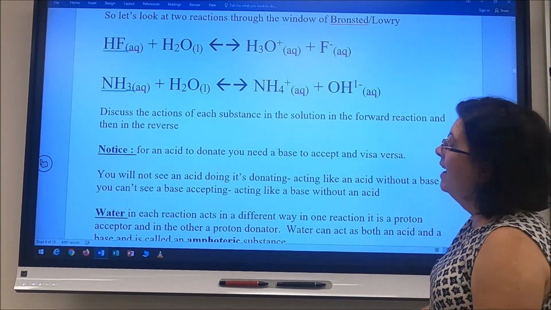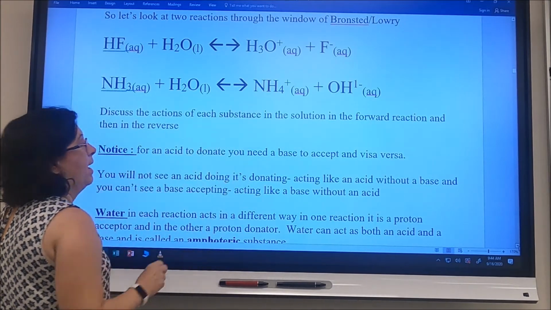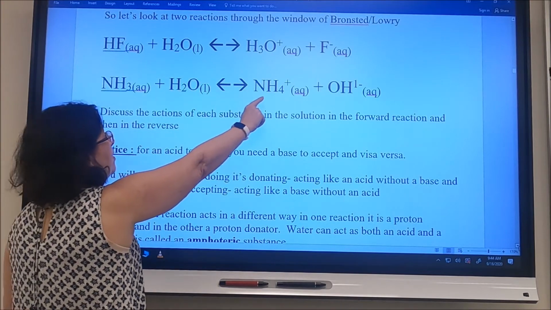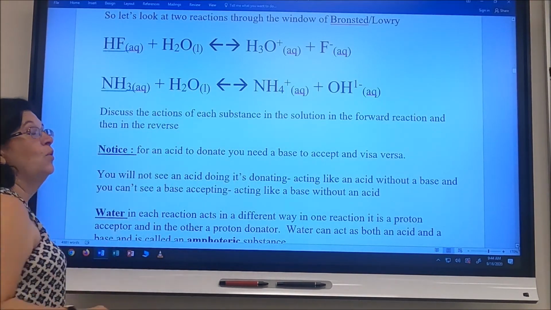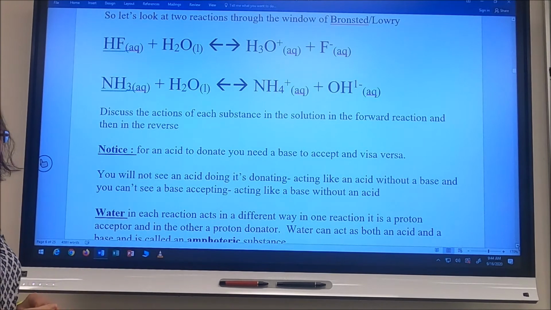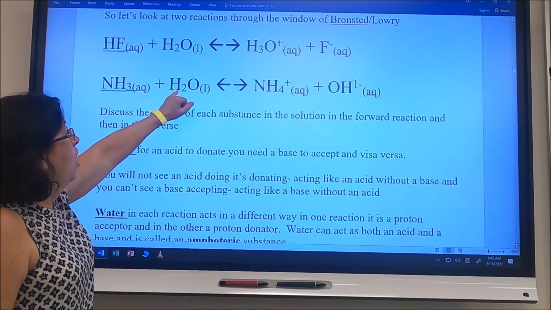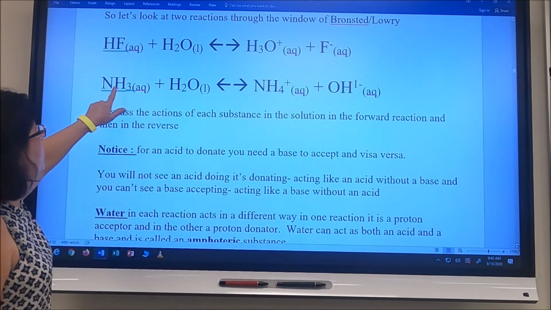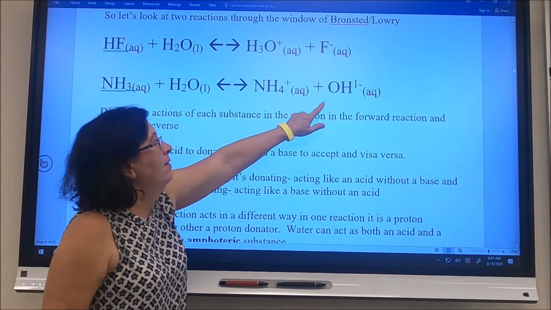Now, let's look at the second reaction. Ammonia goes to the ammonium ion. Okay? For ammonia to go to the ammonium ion, NH3 to NH4+, it had to accept a hydrogen ion. And where did it get it? It got it from water. Water goes from H2O to OH-. So base, acid, acid, base.